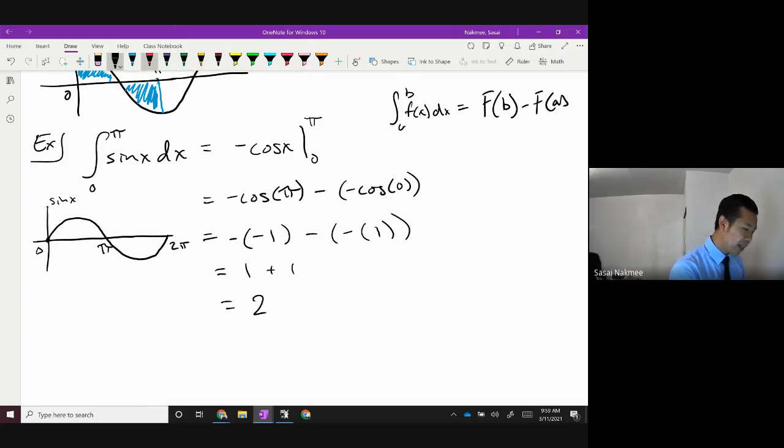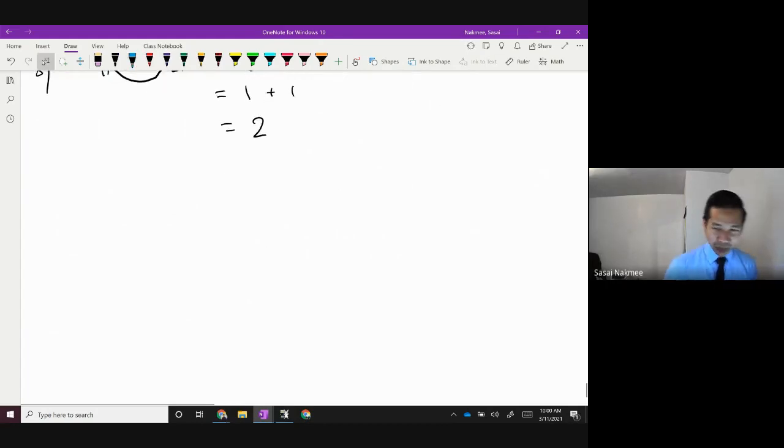So from 0 to pi, the area underneath this curve is this area right here. If I was going to go from 0 to 2 pi, chances are that would be 0. But from 0 to pi, it's just this positive area right here. And it turns out, this positive area is equal to 2. Ta-da!